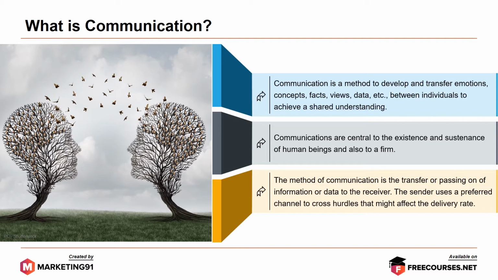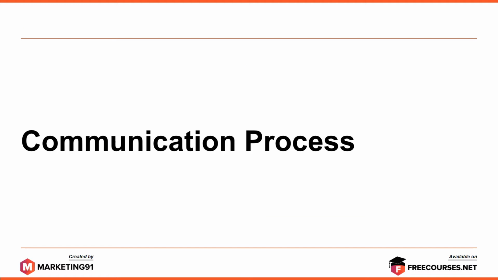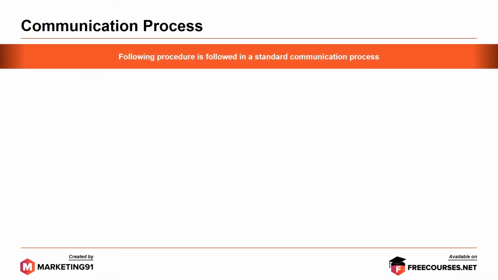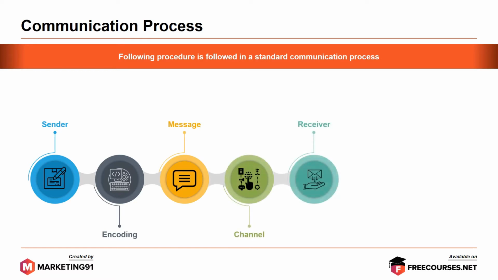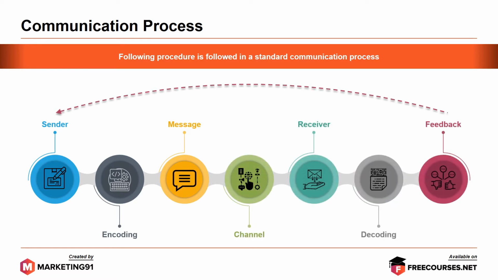Please note, the communication method is cyclic. It starts and stops with the sender as feedback. It happens laterally, downward and upward throughout the organization. Moving on to the communication process. The following procedure is followed in a standard communication process, which entails the sender, encoding, message, then the channel, receiver, decoding, and feedback again back to the sender. Let's look at each of these elements briefly.